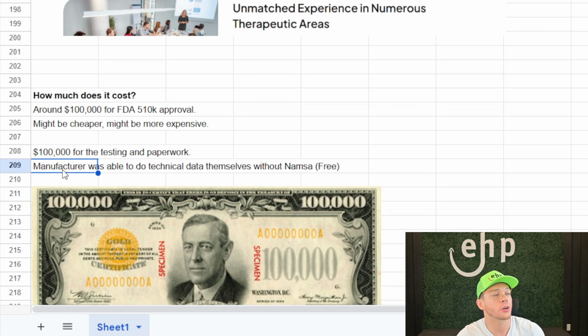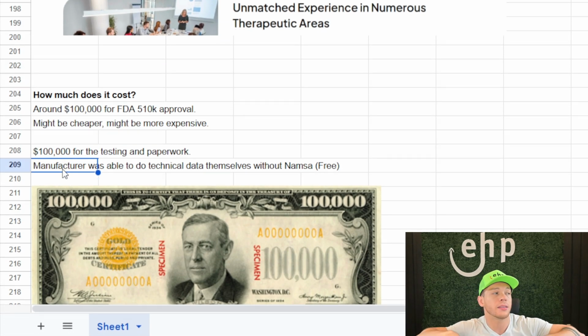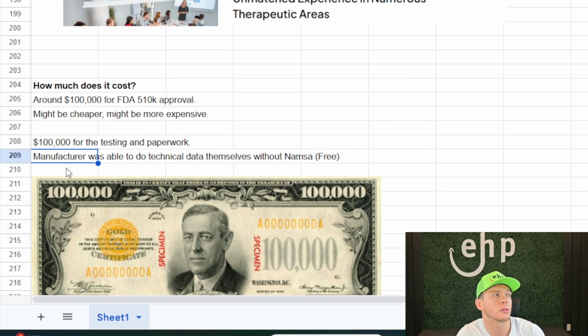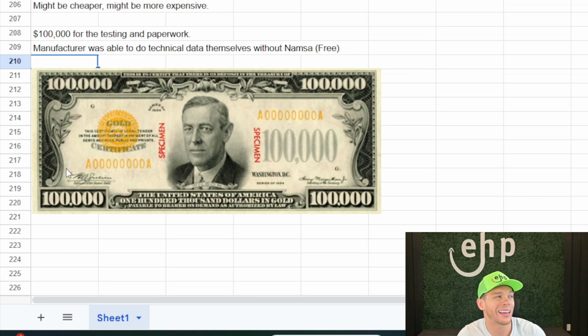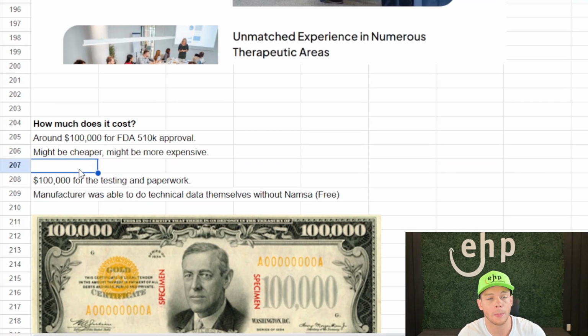And the manufacturer was the one actually getting the technical data, and the manufacturer got everything together and submitted it to the FDA. So there's a few steps that we didn't need NAMSA for. So that might be why the price was not the highest. $100,000 is still a lot of money, but sometimes you can get up to $1 million. Sometimes it could be cheaper. So just shop around and really do your due diligence and see what your manufacturer can do. If you're working with a manufacturer that has already done or already has had an FDA product, it's going to be a lot easier because they know what to do.